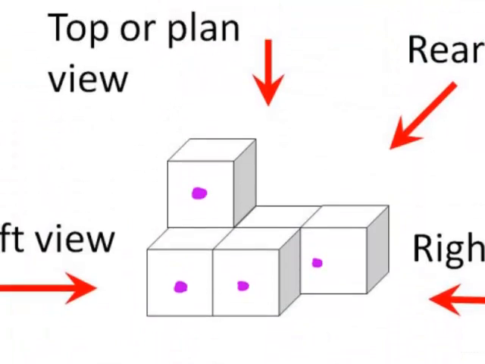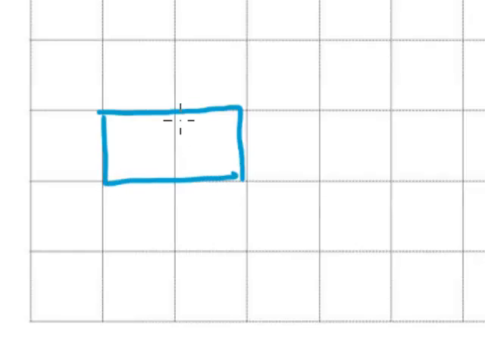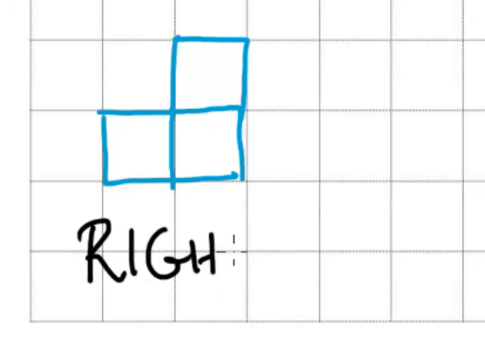And now let's have a look at our right view. Our right view, we're going to see the front of this block, the front of this block, and the front of that block. So let's have a look at that one. We're going to just see 2 like that, and then 1 above. And this is our view from the right hand side.